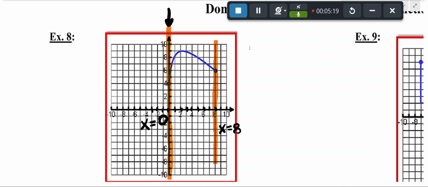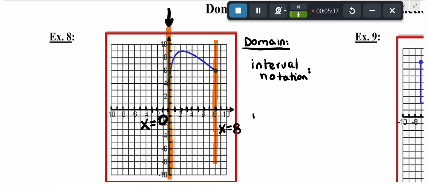There are two ways of writing the domain. Please make sure that you're recording this. The first one is interval notation. And the other one is inequality notation.